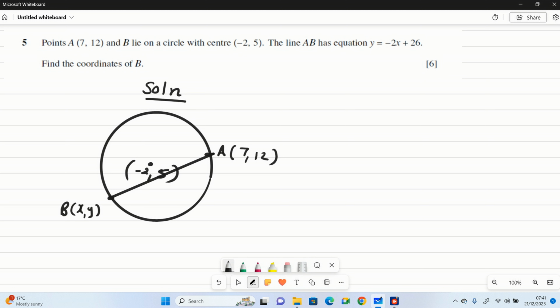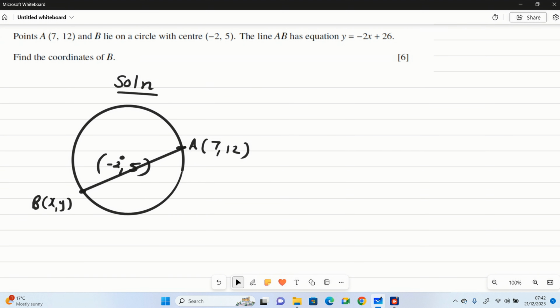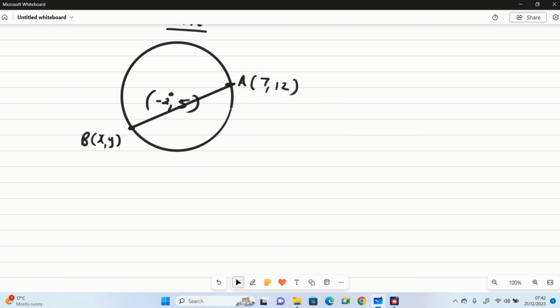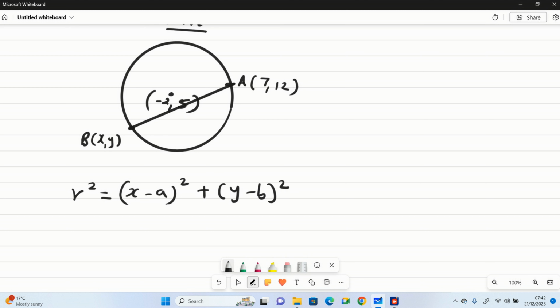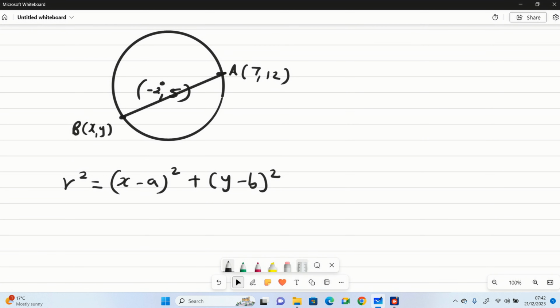If you've been given the equation of a circle and the equation of a line, we can start by getting the equation of the circle, and then we get the points where the circle and the line are intersecting. So without wasting time, let's have the equation of the radius. Radius squared is given by (x minus a) squared plus (y minus b) squared. Okay, this is the formula to get the equation of a circle. It's not a general equation of a circle.